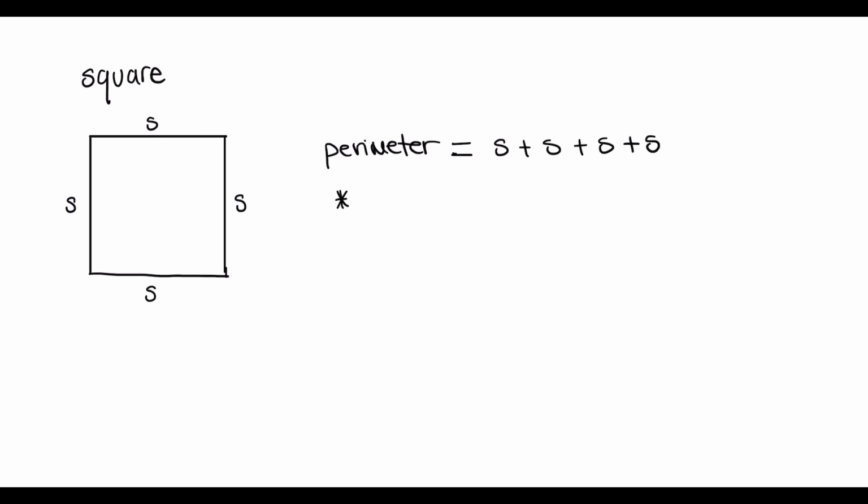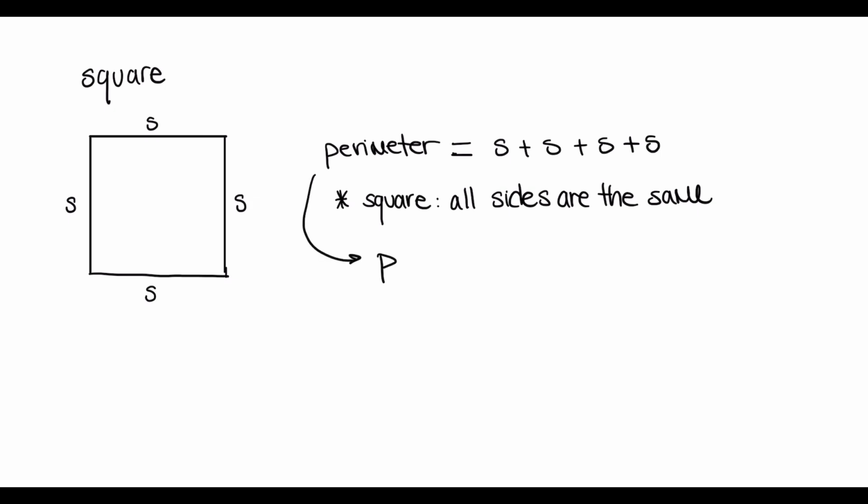Remember, in a square, all the sides are the same. This means that we can actually simplify this equation. So, perimeter P is equal to 4S, where S is the value that the side has.